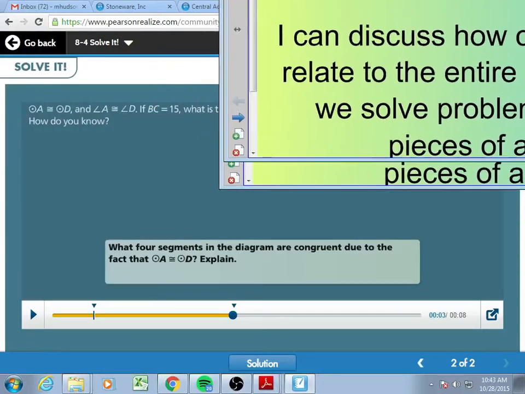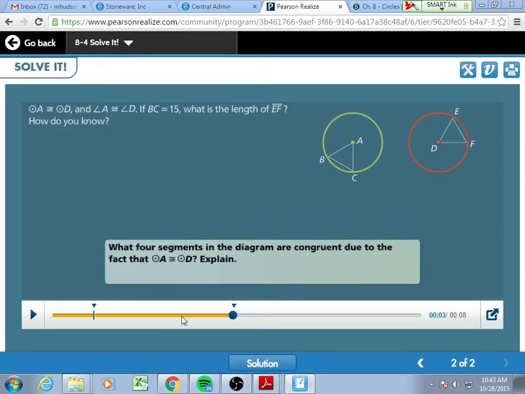Tangents. We're in 8-4 now today, talking about chords and arcs. So we've got two circles drawn here. What of our four segments here would be congruent? And yeah, so we said circle A is congruent to circle D. Angle A is congruent to angle D.